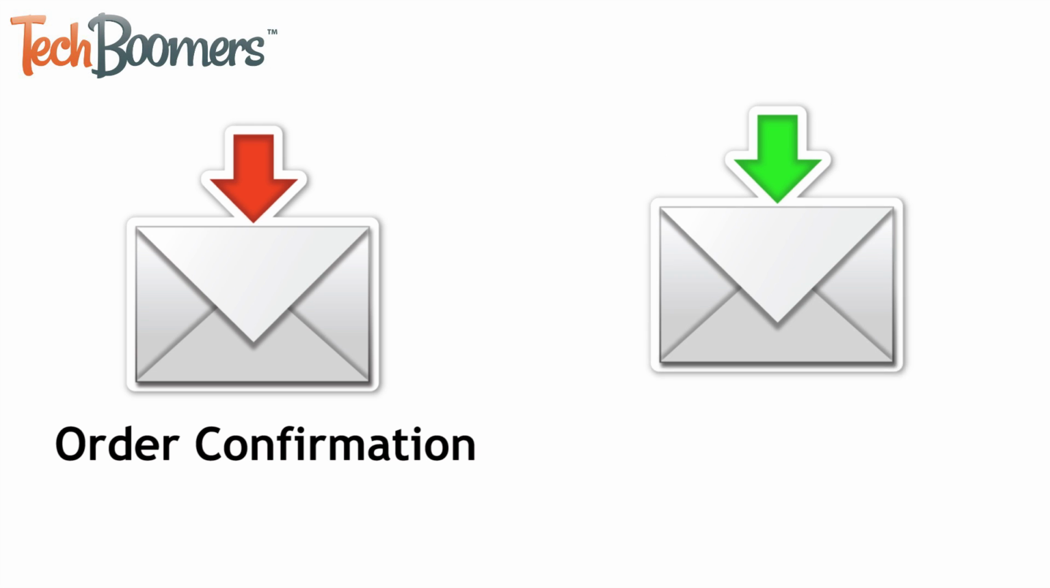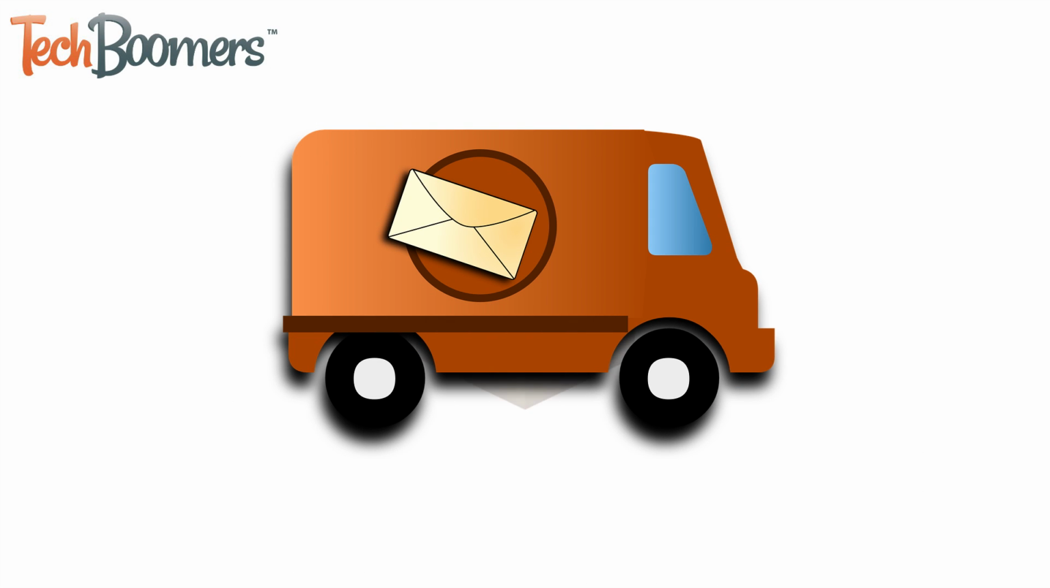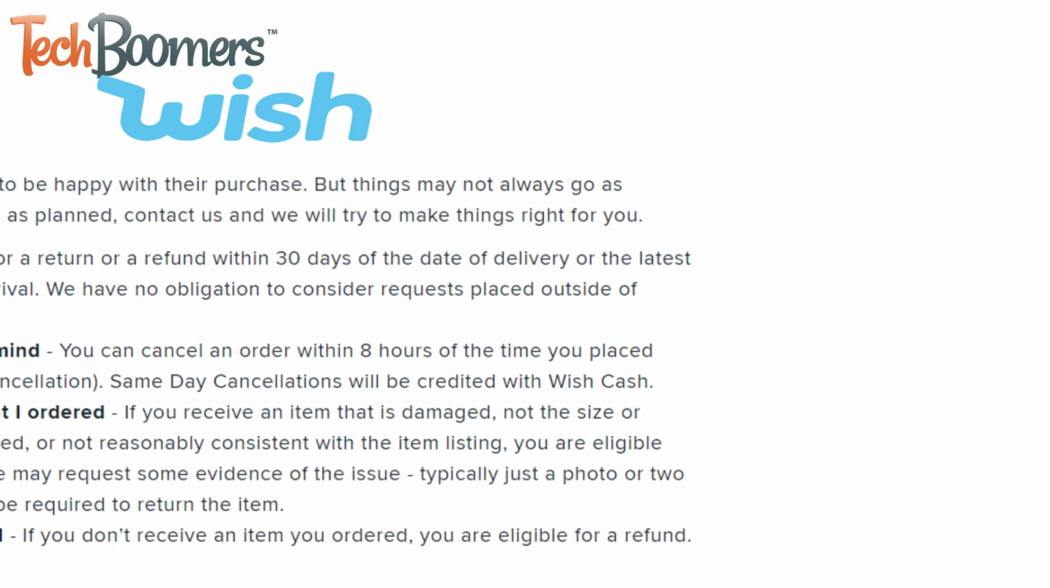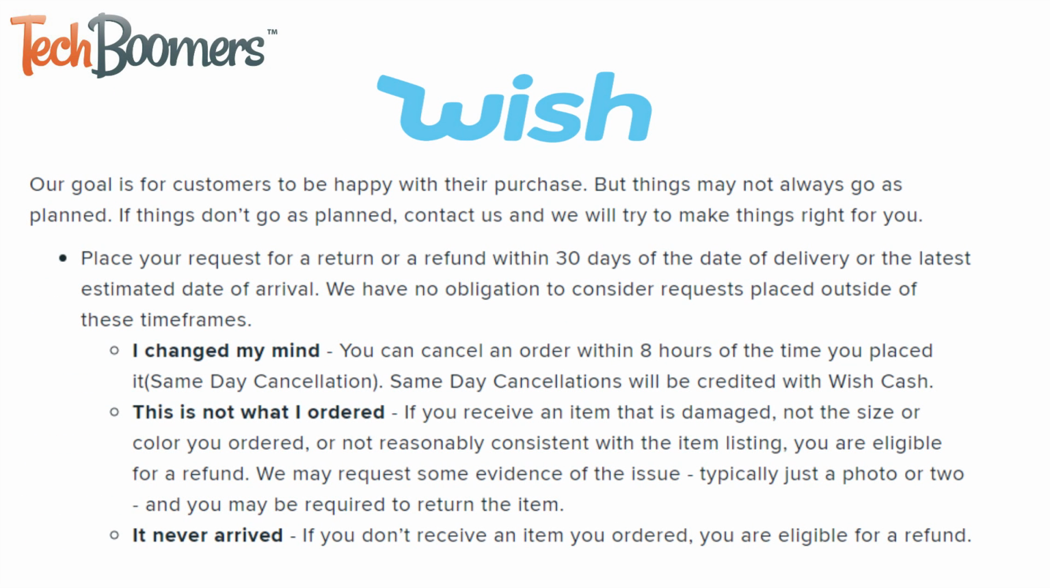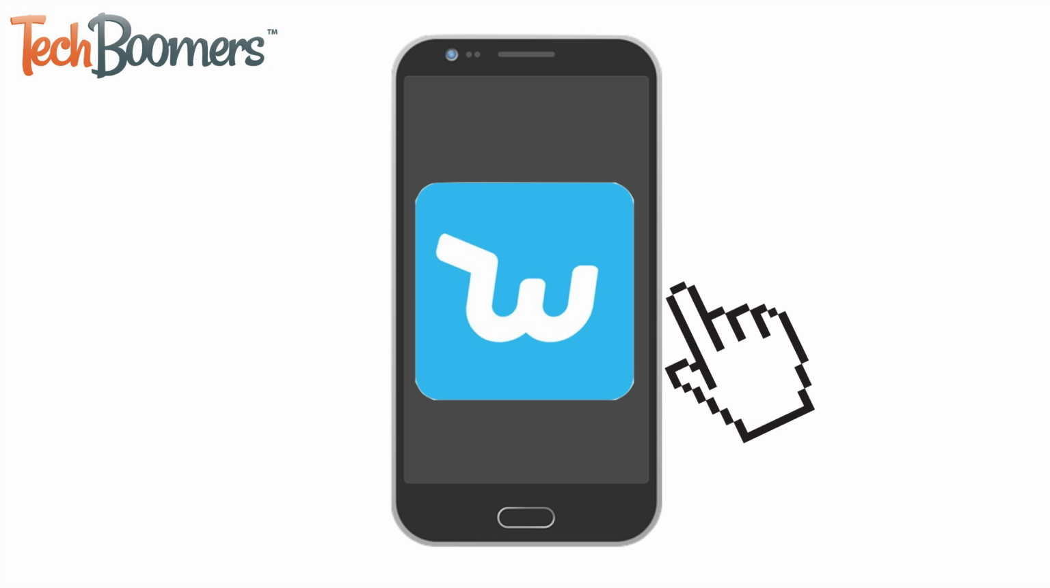Once you complete your order, you'll receive an order confirmation email. When your order ships, you'll receive a shipping notification email. After that, all that's left is to wait for your order to arrive. If you don't receive what you expected, be sure to request a refund of your order within 30 days of receiving the item. Wish has a 100% satisfaction guarantee. That's all it takes to shop on Wish.